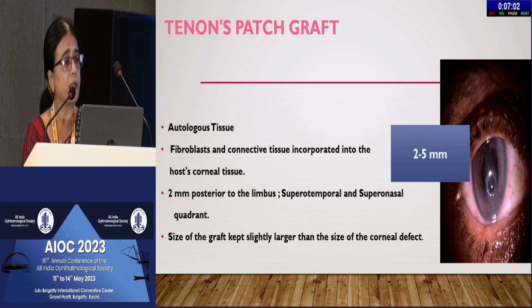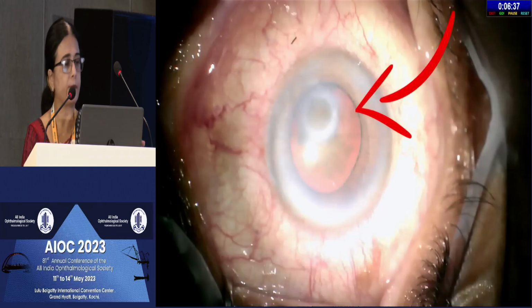Going on to the third procedure, that is the Tenon's patch graft. The importance of this procedure is that it is an autologous tissue, and we harvest it from the patient's eye. Being a connective tissue element, it provides fibroblasts into the host corneal tissue, and very nicely covers the defect, which provides trophic substances as well as mechanical support to the corneal perforation.